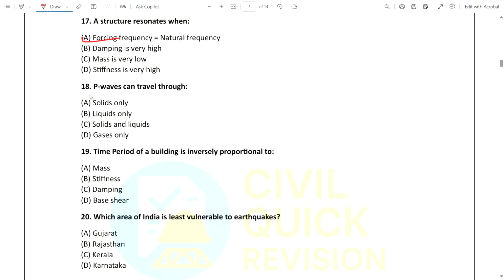Now question number 18, P waves can travel through what? Solid only, liquid only, solid and liquid, or gases only? Here solid and liquid, both are correct.